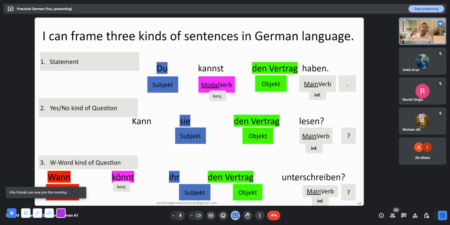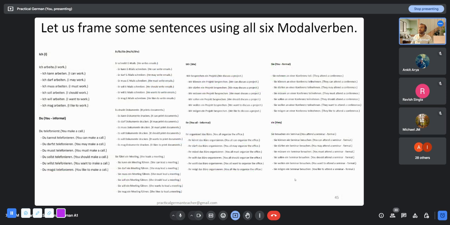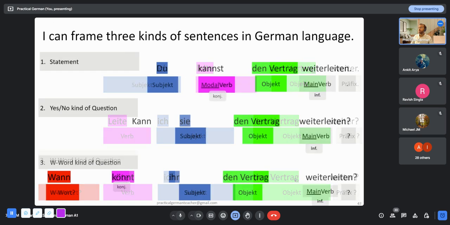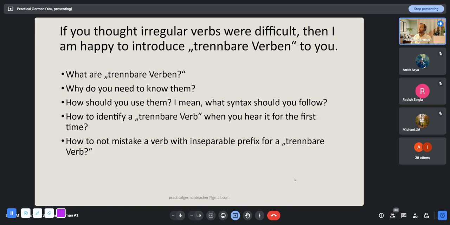Now we will learn what happens if the verb has a prefix and it is separable, and how the sentence structure changes. Of course, there are a few more advantages of using trennbare Verben. So first of all, what are trennbare Verben? You will learn that. Why do you need to know them? Let's see if I can answer that question.